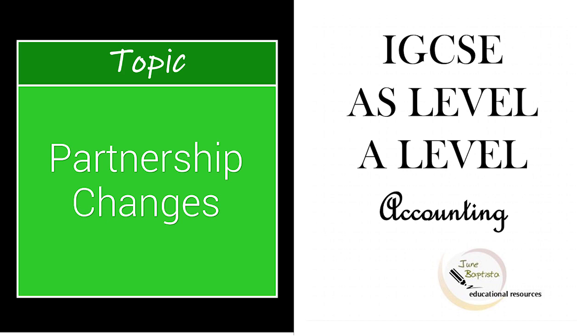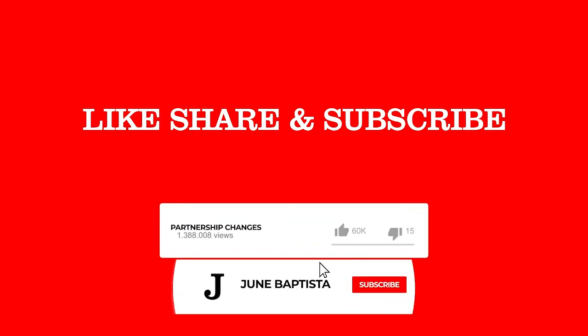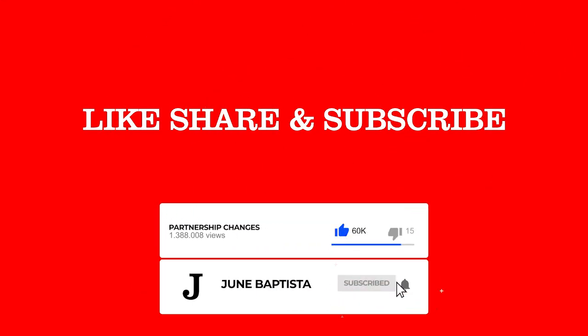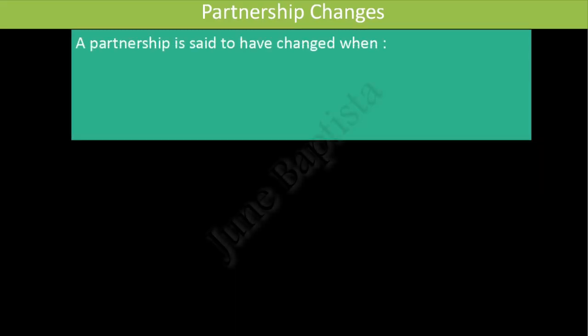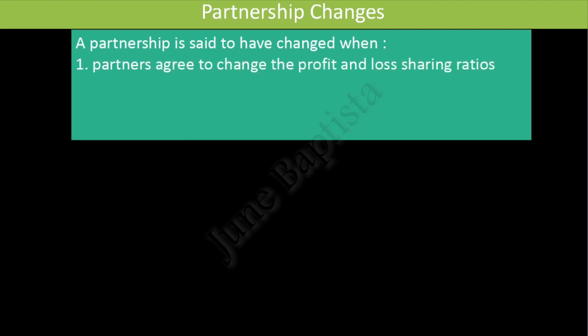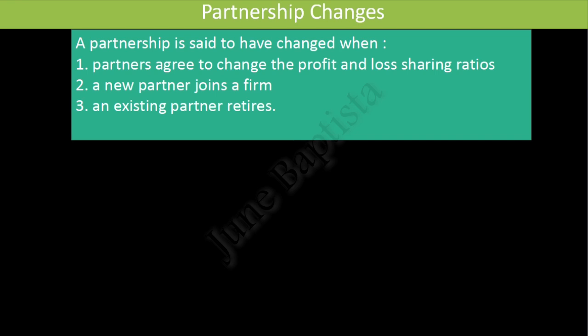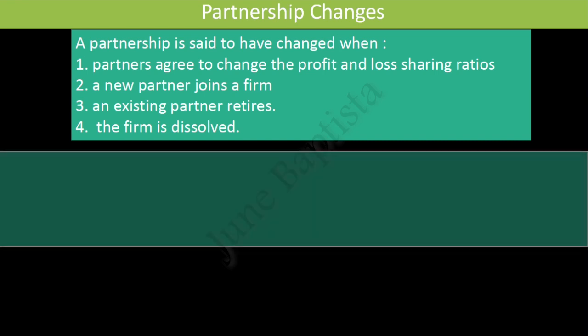Partnership changes. A partnership is said to have changed when, first, partners agree to change the profit and loss sharing ratios. Second, a new partner joins a firm. Third, an existing partner retires. And fourth, the firm is dissolved.